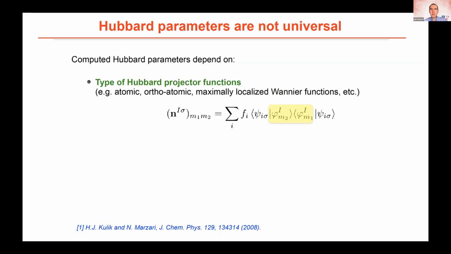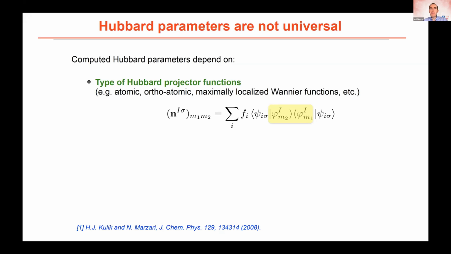If you use Quantum ESPRESSO, you have atomic, orthoatomic, and we are working on maximally localized Wannier functions. If you use VASP, you have yet another type of projectors, which is based on the projector augmented wave method. If you use Wien2k, it's yet another option. In Abinit, you have truncated atomic orbitals, and SIESTA is something else. So you have to be careful.